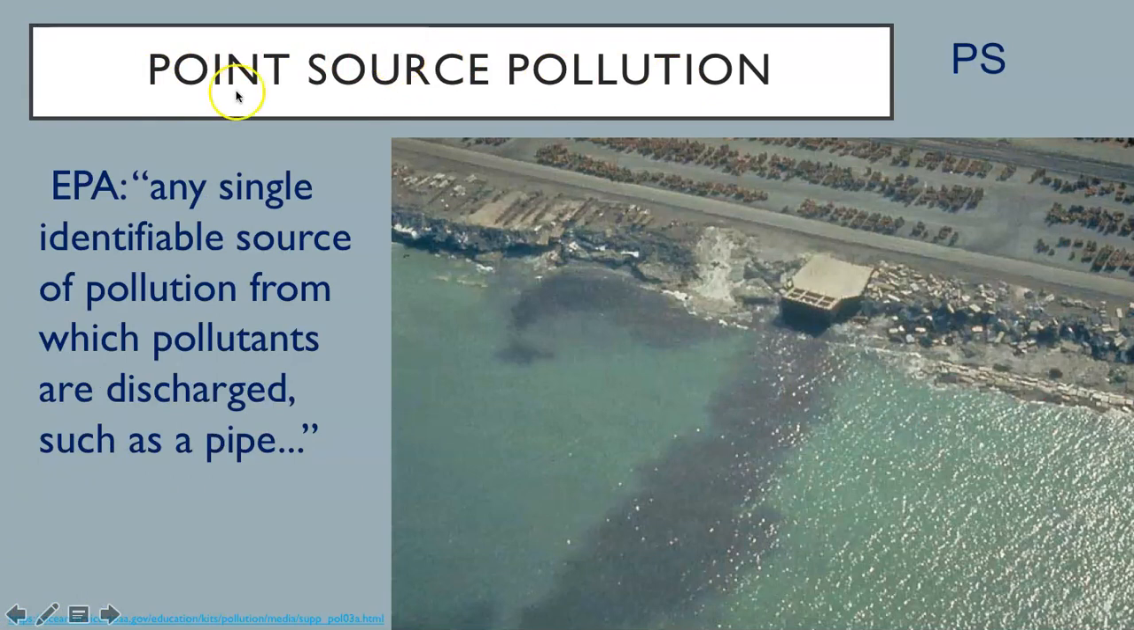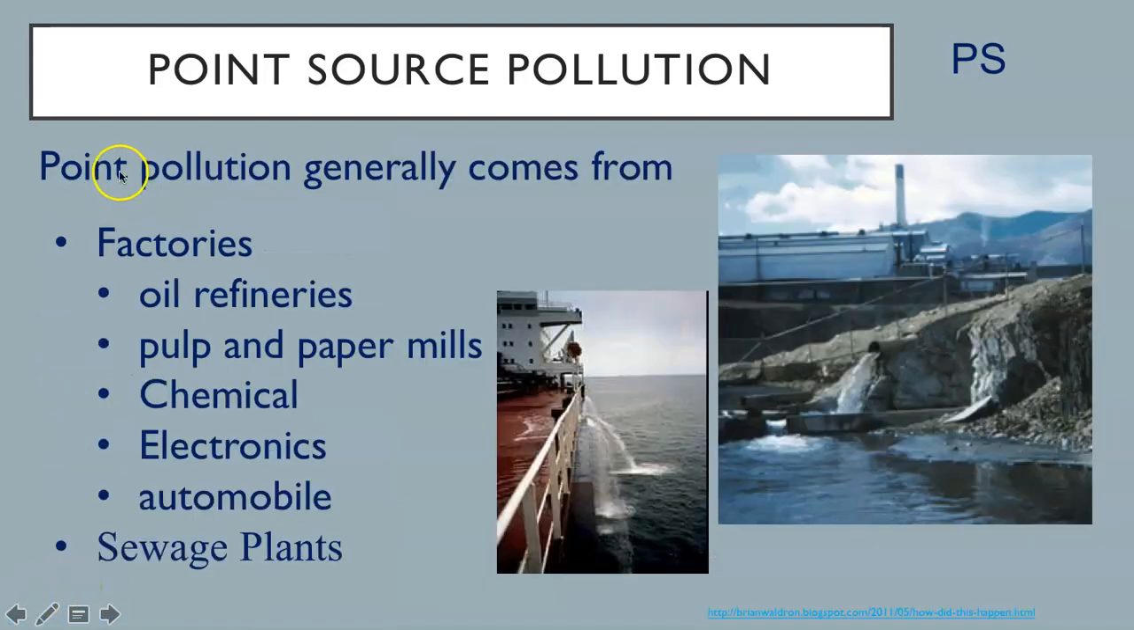Point source pollution is defined by the U.S. Environmental Protection Agency, or the EPA, as any single identifiable source of pollution from which pollutants are discharged, such as a pipe. This image shows a point source of industrial pollution along the Calumet River. Factories and sewage treatment plants are two common types of point sources.